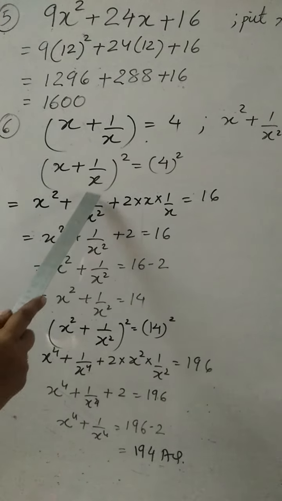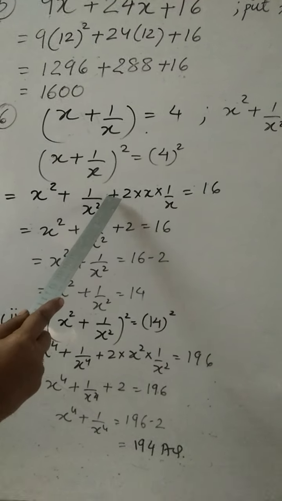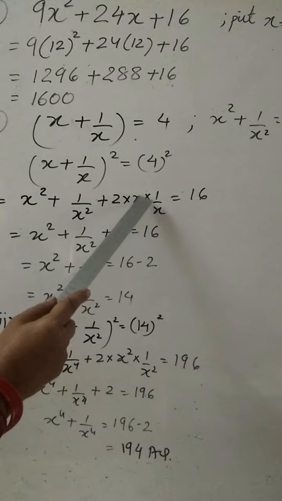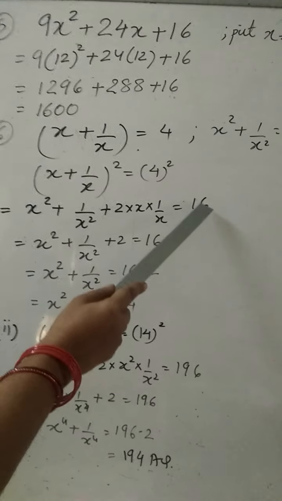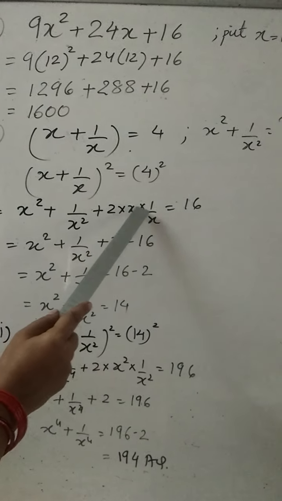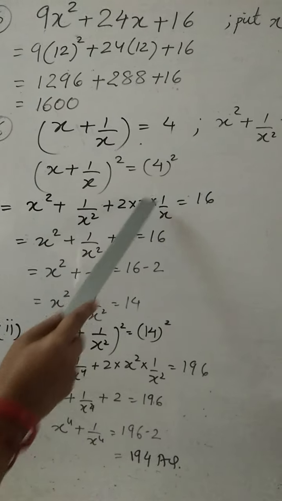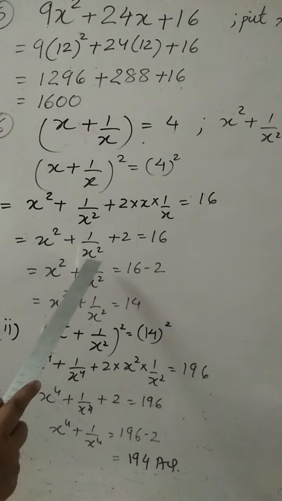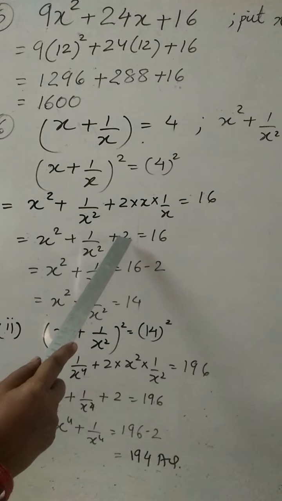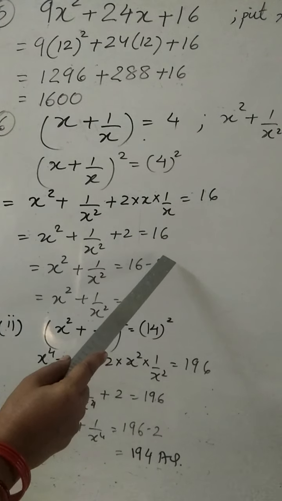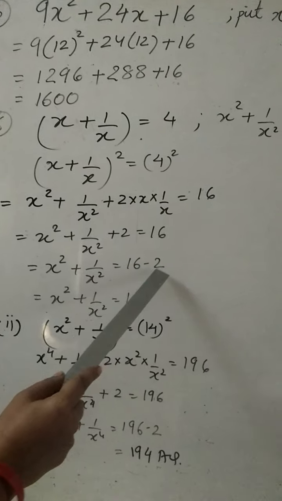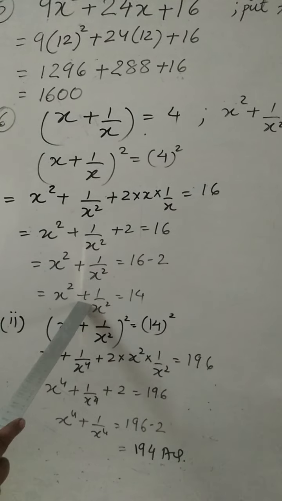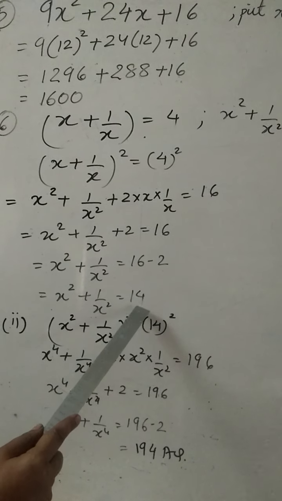Square of 1 by x is 1 by x square, plus 2ab, 2 into x into 1 by x, is equal to 4 fours are 16. Now here x and x will get cancelled, and 2 ones are 2. The next, this equation, 2 will go to RHS. So 16 minus 2, the value is 14. So the value of x square plus 1 by x square is equal to 14.